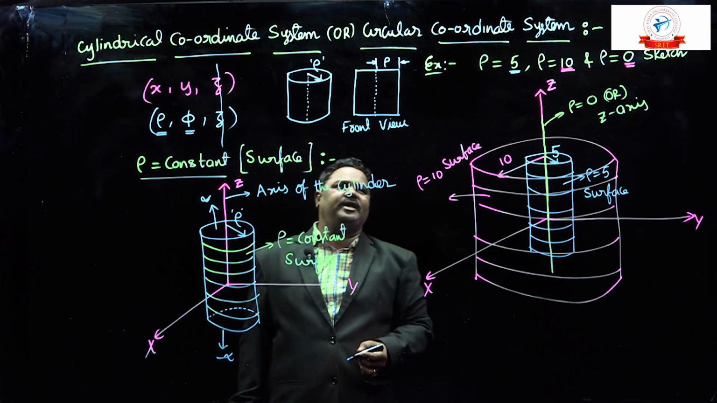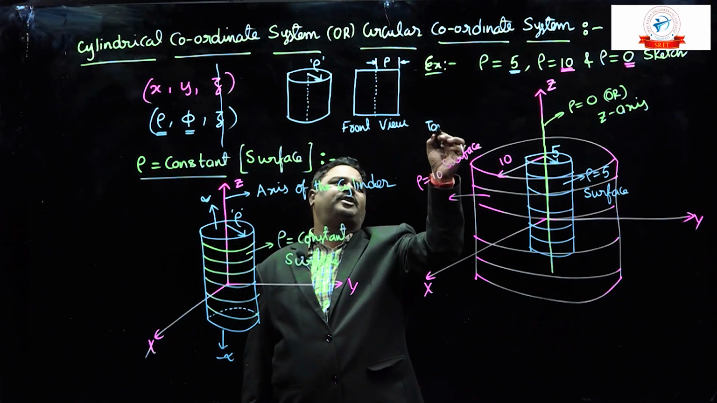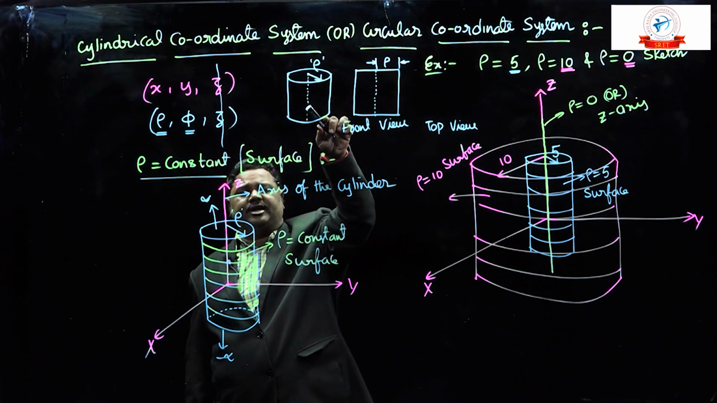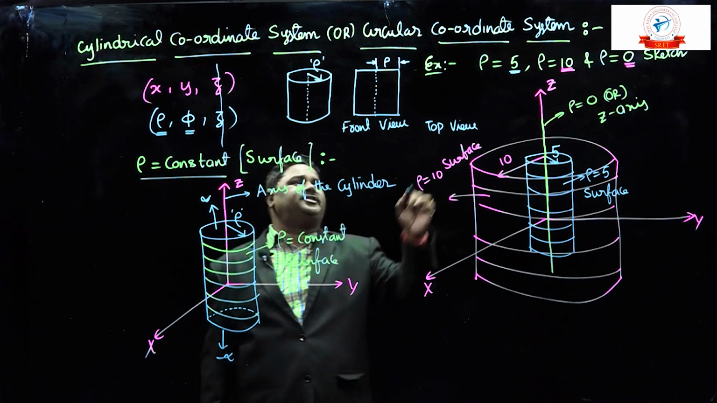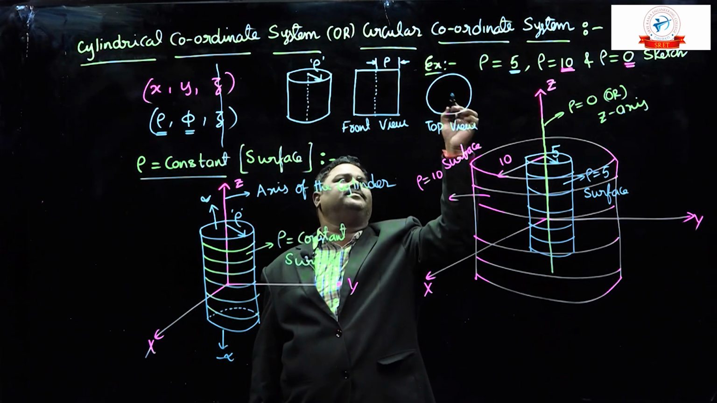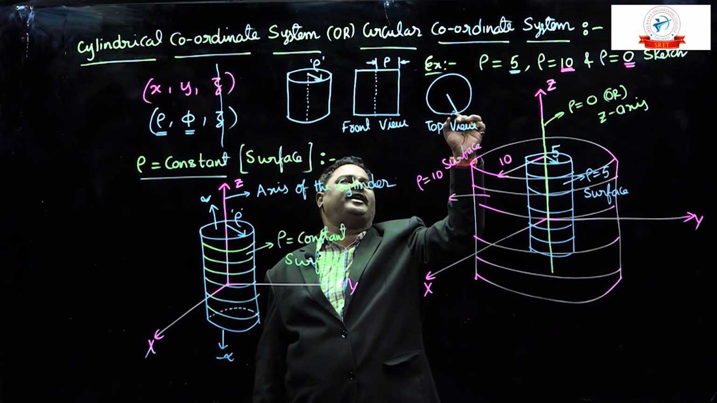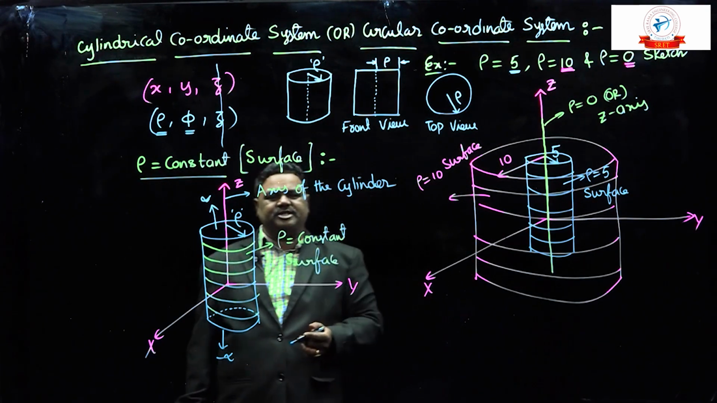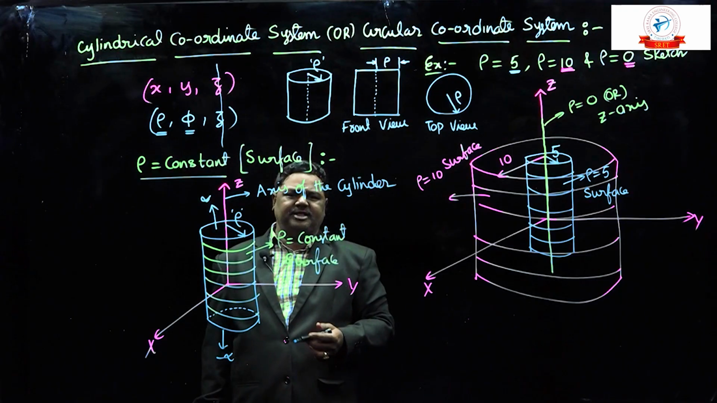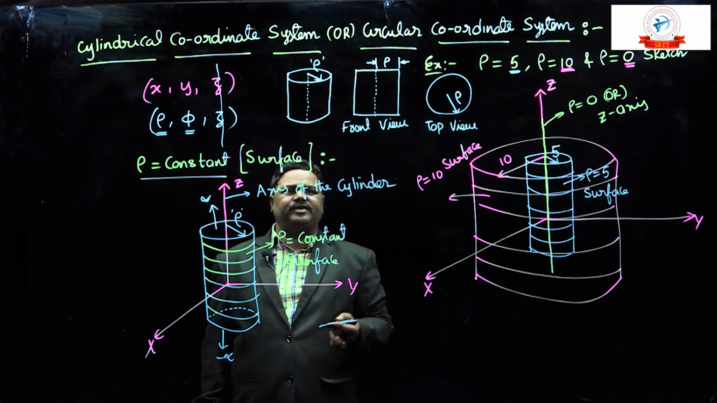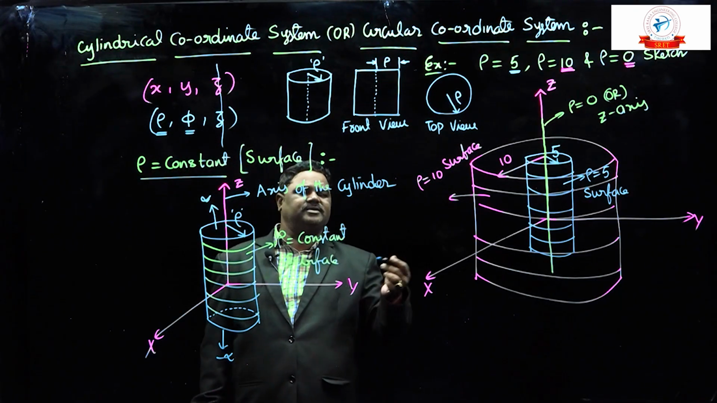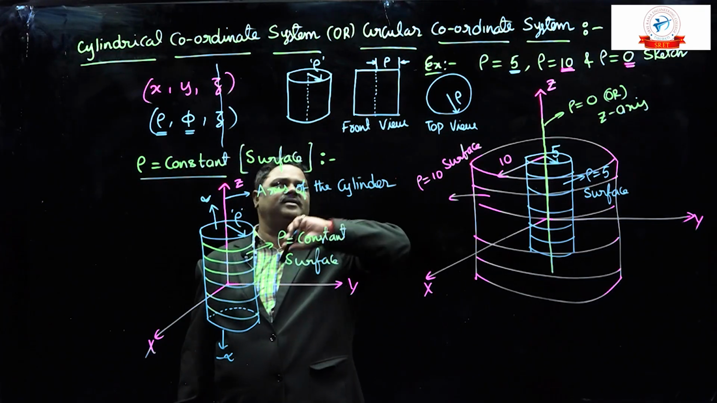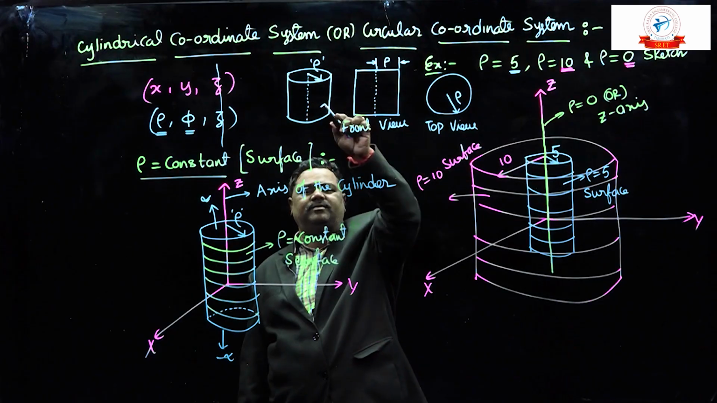Similarly, consider what the top view of the cylinder is. If you observe from the top, the cylinder looks like a circle, and you can observe the radius of the cylinder is rho. So for convenience in the problems or in the theory, sometimes we take a front view and sometimes we take a top view. This is the front view, a rectangle for the cylinder, and this is the top view, which is a circle for the cylinder.